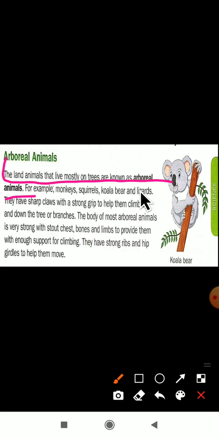Okay, what are arboreal animals? The land animals that live mostly on trees.